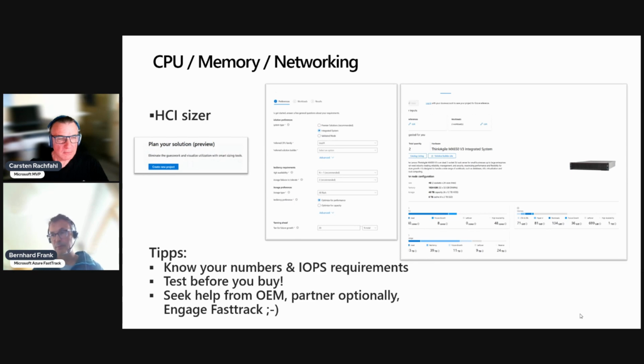Sometimes it's difficult if you don't have spare hardware, probably, right? I mean, you can simulate Azure Stack HCI in a virtualized environment using older hardware, or you ask your OEMs for a test kit, or maybe they have a demo center where you can try that out, or you bring partners into this, like Carsten, or you engage FastTrack. We won't provide you with the hardware, but at least if you are in the sizing process, we can share our knowledge with you and do some sort of sanity checking here.